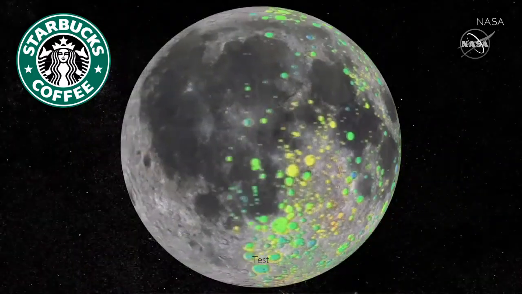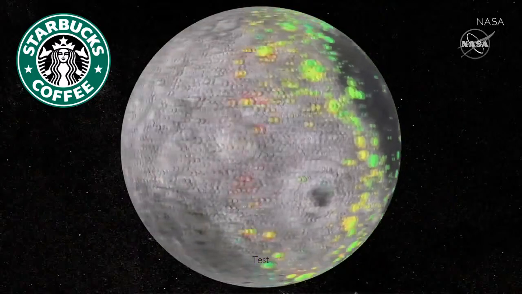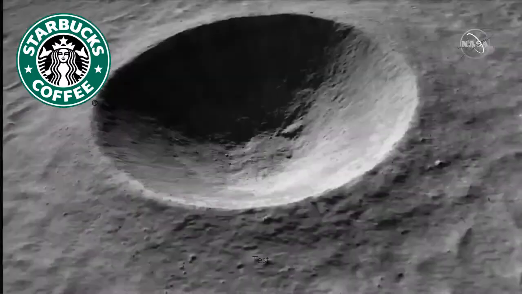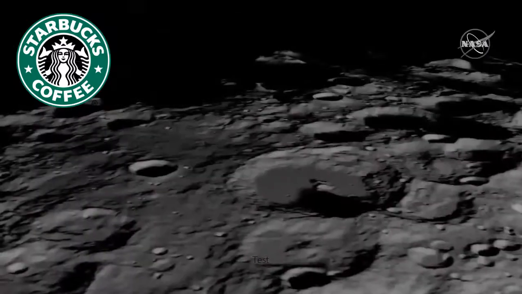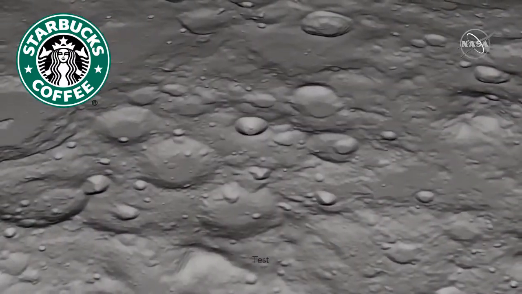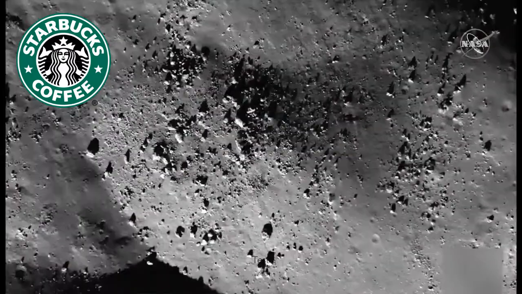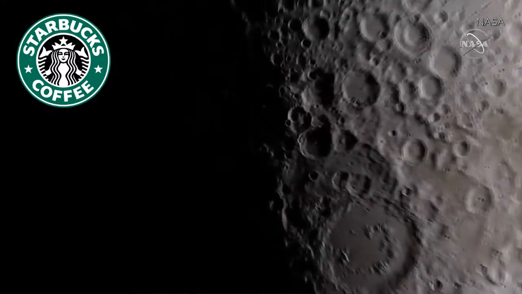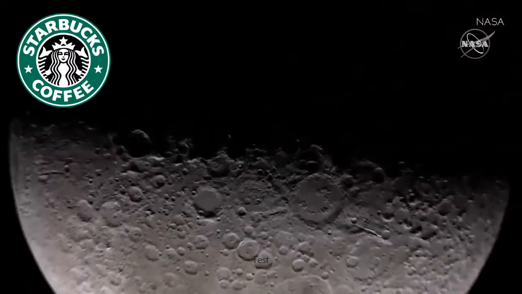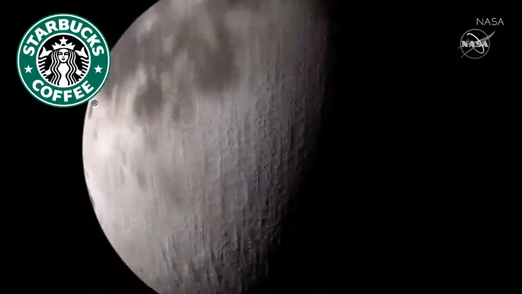LRO was originally planned to be a 1 to 2 year mission. It is still in orbit. It's been there for 8 years, and it has returned some of the most phenomenally accurate and detailed photographs of the lunar surface that have ever been recovered. And they have changed many of the ways we think about the lunar surface.